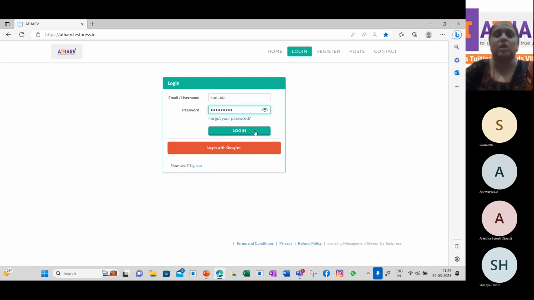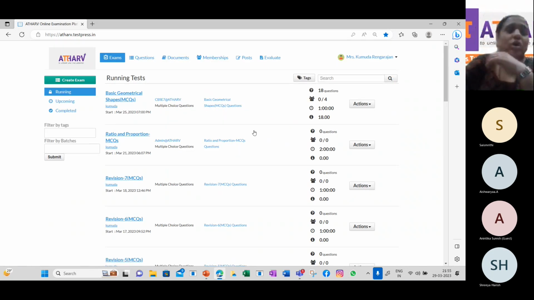Okay, and say login. Just say login. Put your username and password and simply say login. When you log in, you will not see so many tabs. You will find only the exams, and then you will have documents and analytics. You will have only 3 tabs.